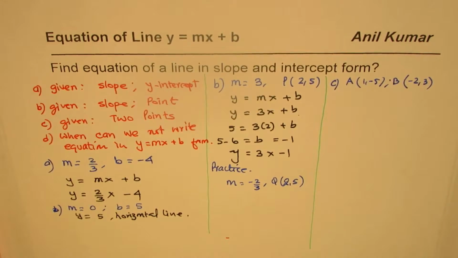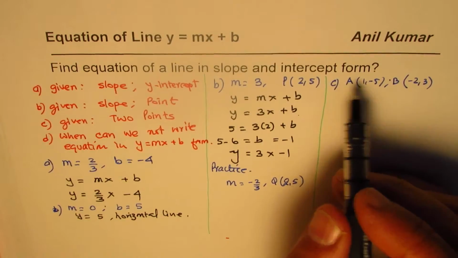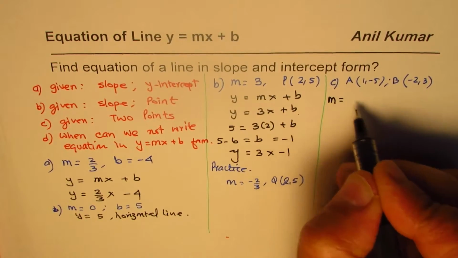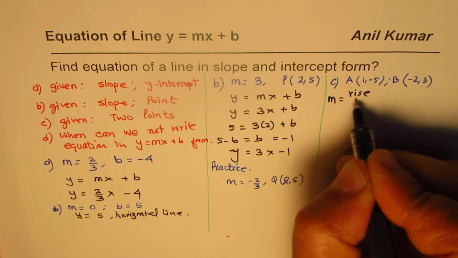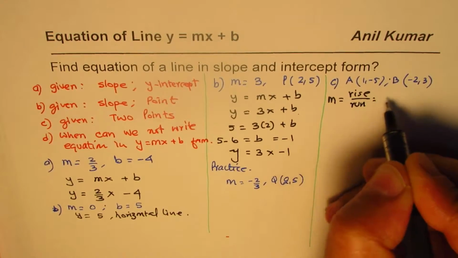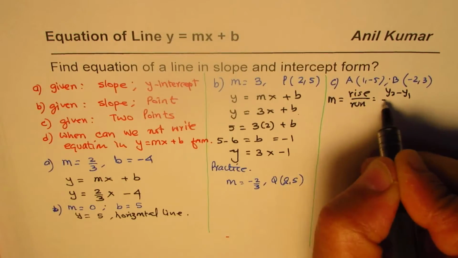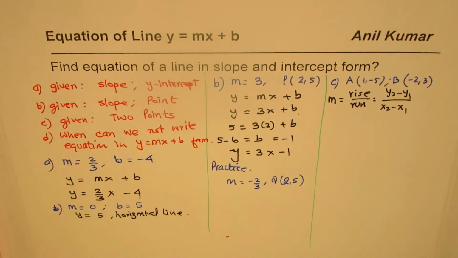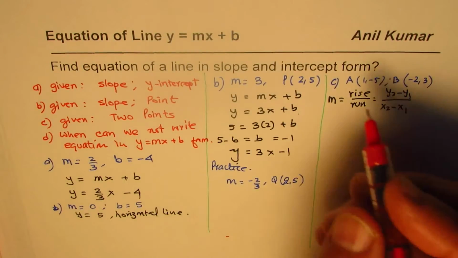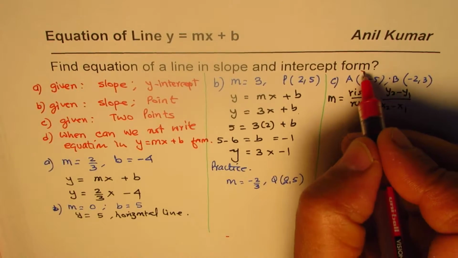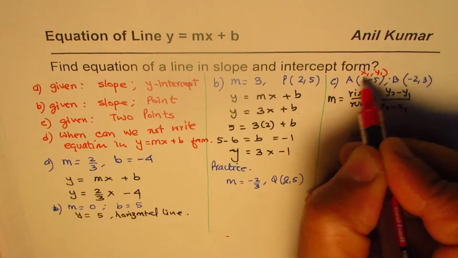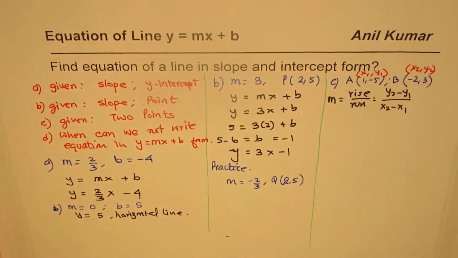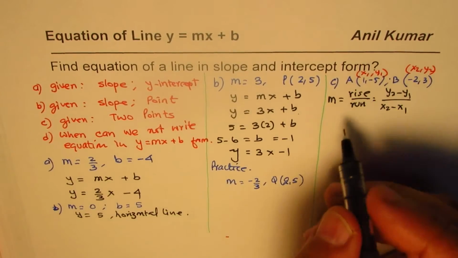So here we are not given both slope and y-intercept. First step will be to find the slope itself. Slope m is rise over run, which is (y2 minus y1) over (x2 minus x1). Now what are x2, y2 and x1, y1? Well, you could consider point A as the first point, so this becomes x1, this is y1 for you. Second point, x2, y2, okay? So we'll substitute these values, find the slope.